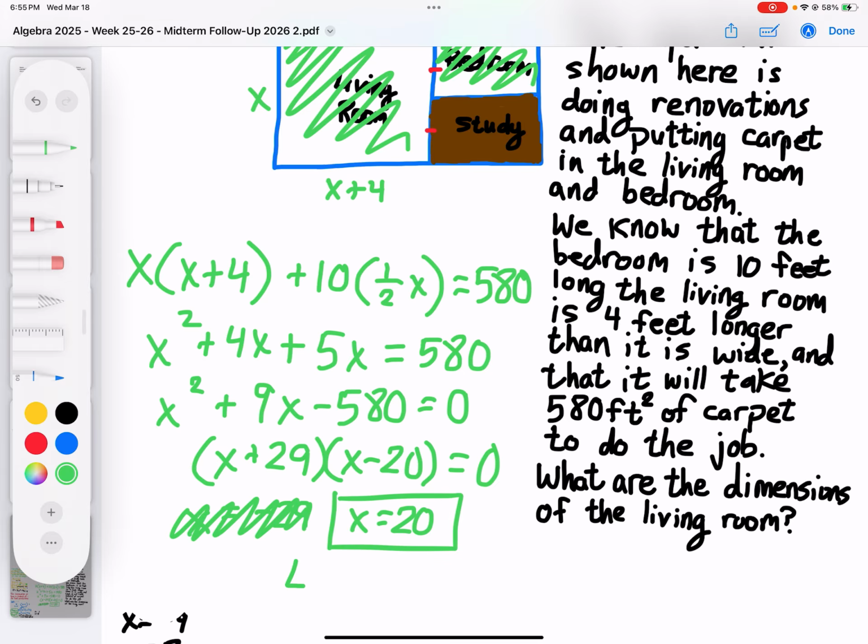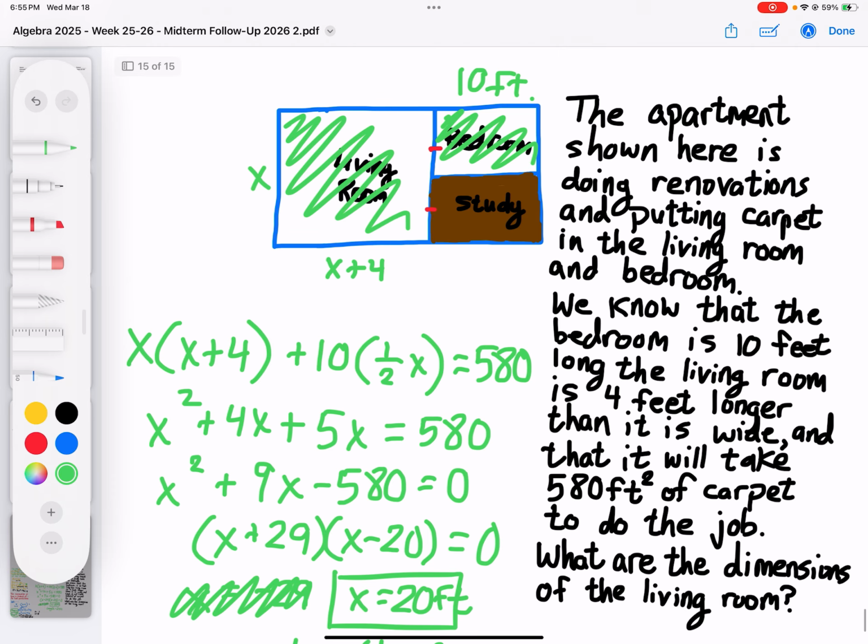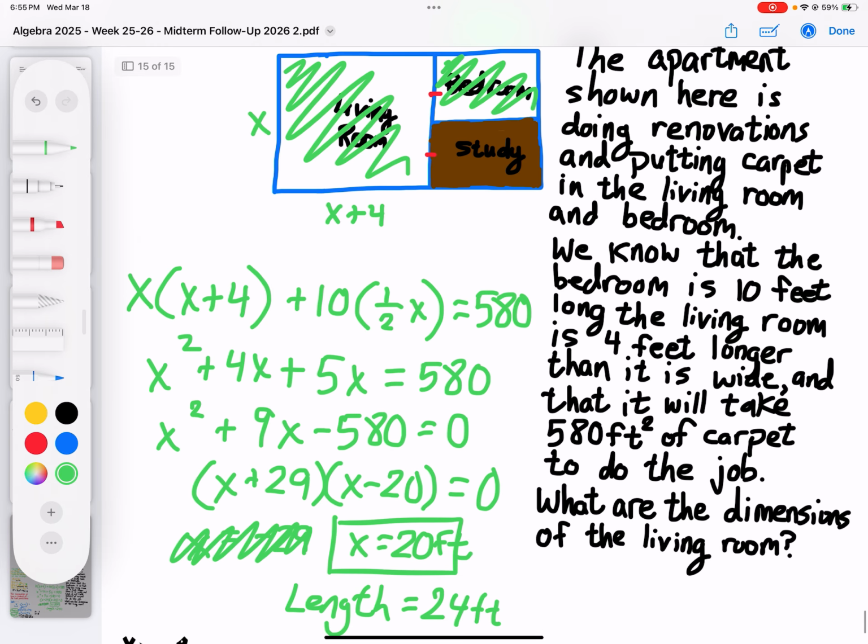From there, we have that the length is x plus 4. So then the length of the living room is 24 feet, and the width of the living room is 20 feet. You can either put width, or earlier I defined it as x equals the width of the living room. I'm not rewriting it, I'm just running out of space. But those would be the dimensions of the living room.